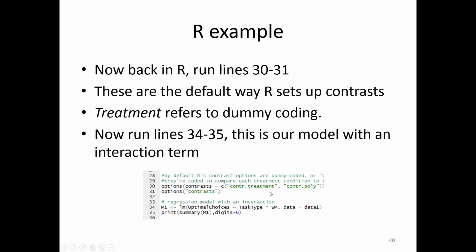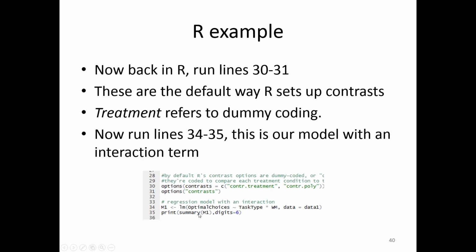So this is like if we're treating one group as the reference group and other groups as treatments, it gives us coefficients that represent differences between the reference group, the control group, and then each treatment group. So now let's run lines 34 and 35. So this is our model with an interaction term. So we got model 1 equals linear model, optimal choices, regressed on task type by working memory. Okay, so again, the star, the asterisk, tells R to run the interaction model with all lower order effects. Okay, and then we're saying our data is data 1.